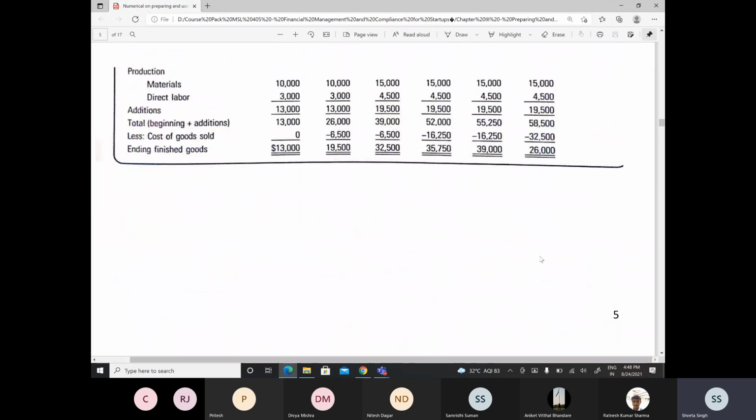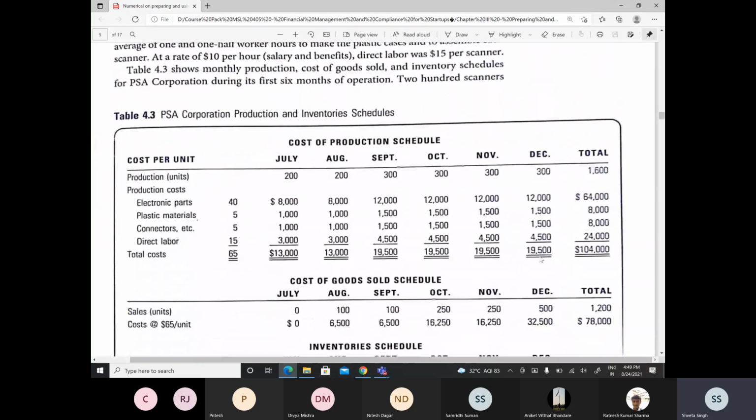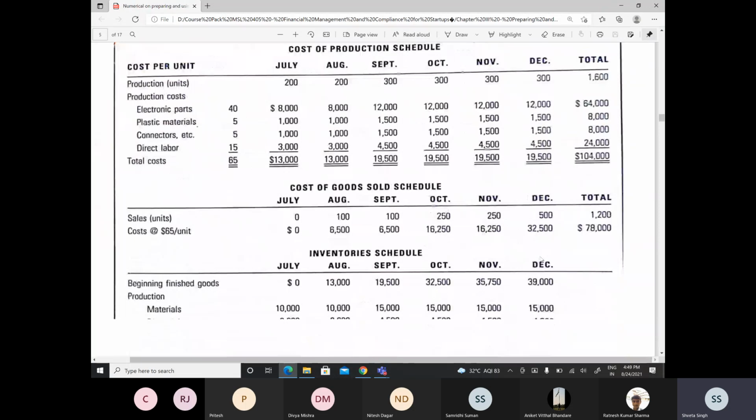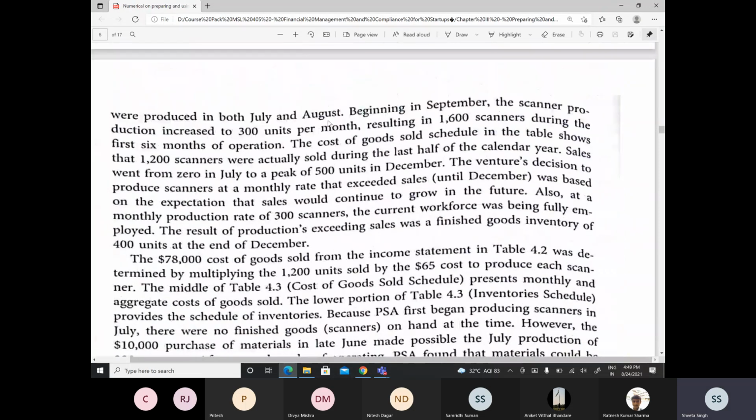So let me go through. Yes. Now 200 scanners were produced in both July and August. Beginning in September, the scanner production increased to 300 units per month, resulting in 1,600 scanners during the first 6 months of operation. The cost of goods sold schedule in the table shows that 1,200 scanners were actually sold during the last half of the calendar year.